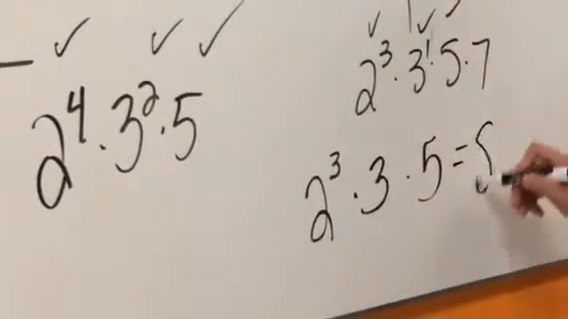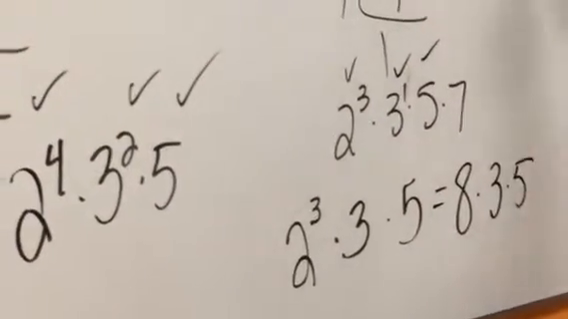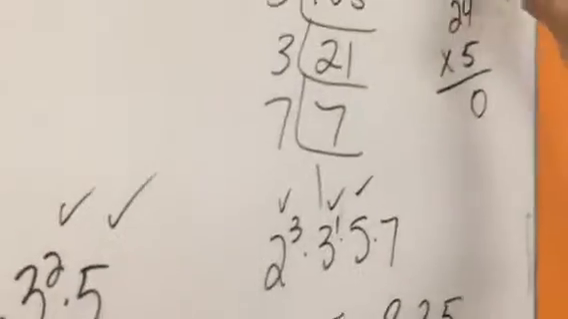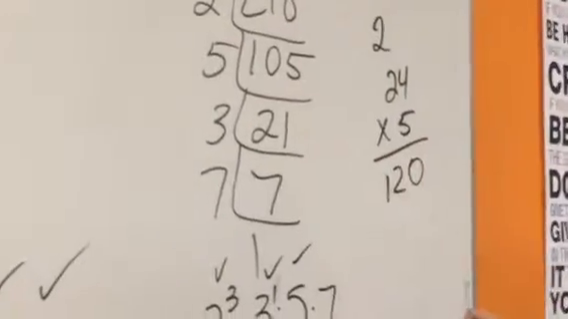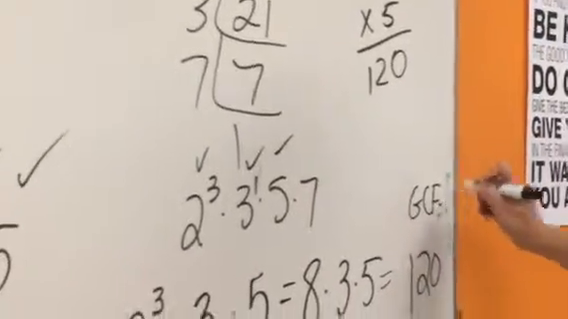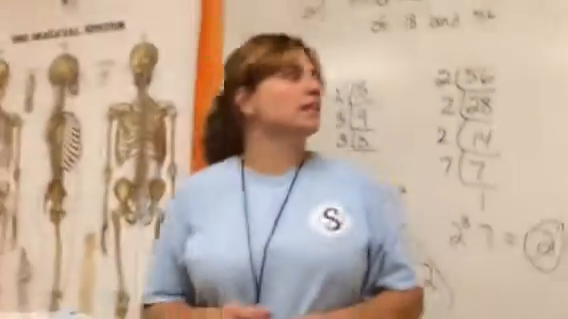2 to the 3rd is 8. 2 times 2 is 4 times 2 is 8 times 3 times 5. 8 times 3 is 24 times 5, 120. My GCF of these two numbers is 120. Let me just look at my book and make sure that's the right answer. Yep, that's the right answer.